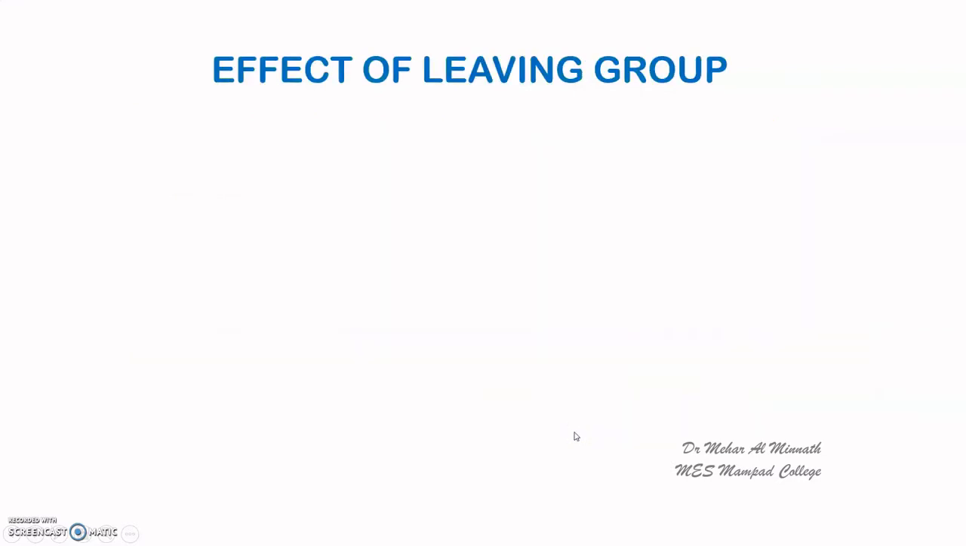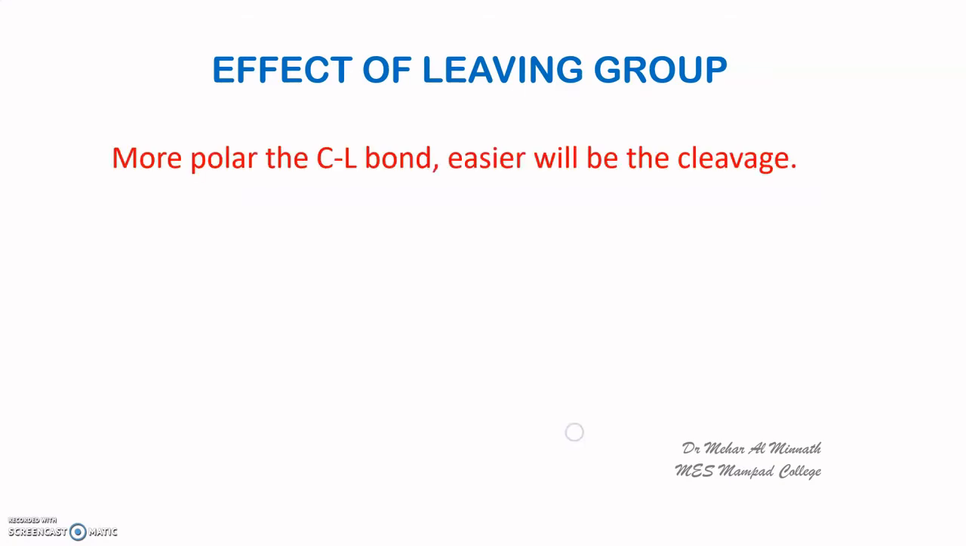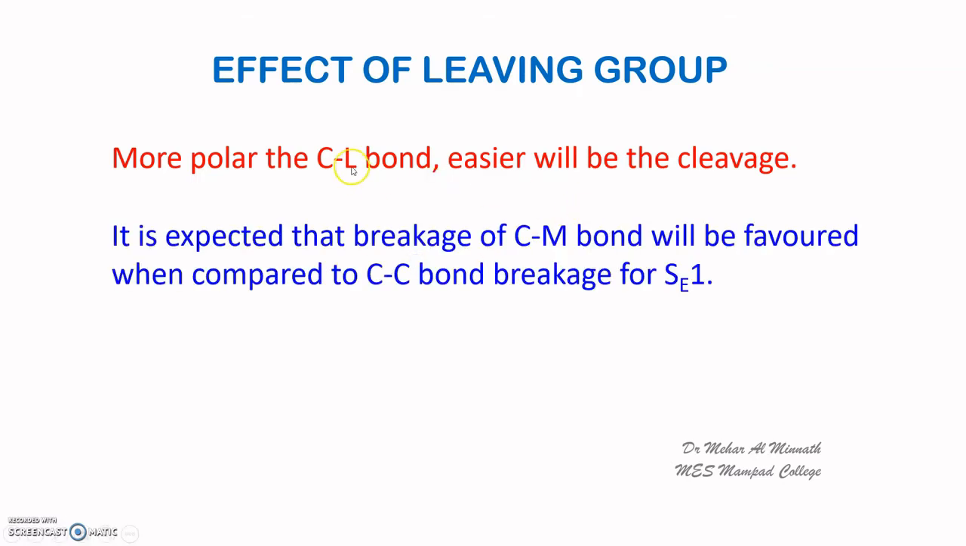And now the effect of leaving group. Usually if there is a good leaving group, the reaction will be fast. So the polarity of the C-X bond is a decisive factor. The more polar the bond is, the easier it will be to cleave. So usually we expect that if the leaving group is a metal, it will leave more easily than a carbon-based leaving group.